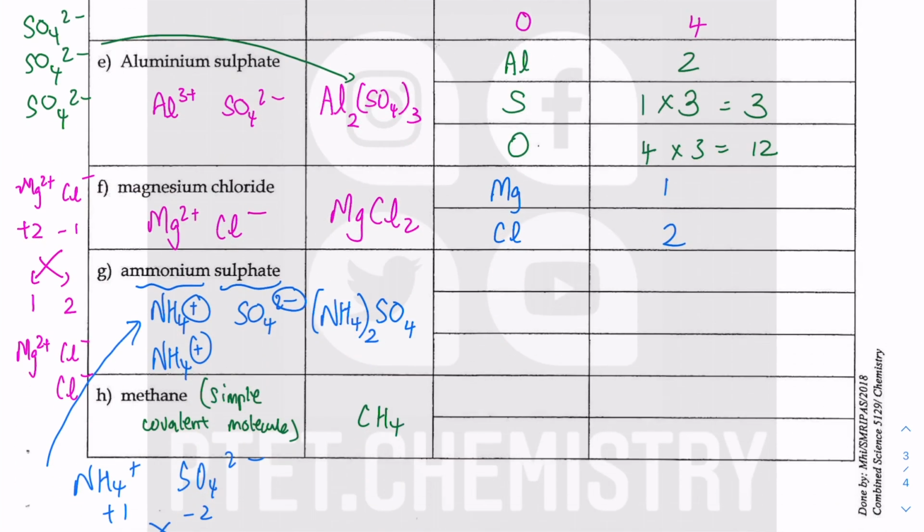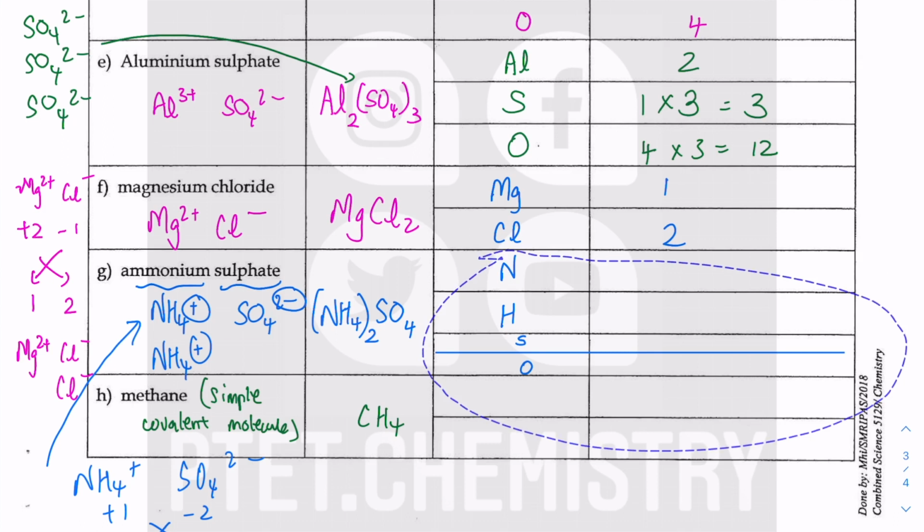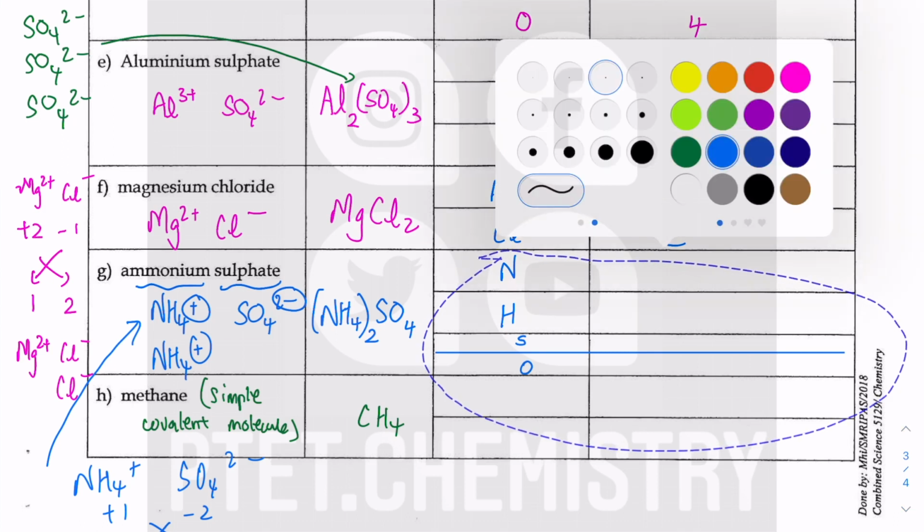And here, what do we have? We actually have 4 elements here. This one is a bit tricky. There's nitrogen, hydrogen, and I just want to put in another line there, and there's sulfur and oxygen. I should try and use a different color for this, just to make them stand out.